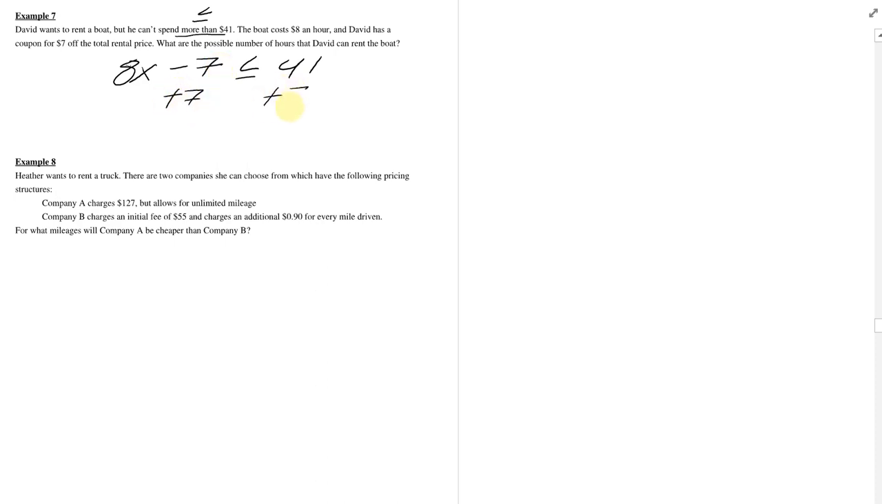So I can go ahead and add 7 to each side. And so then I've got 8x is less than or equal to 48, divide each side by 8, and you get that x is less than or equal to 6 hours. So he cannot exceed 6 hours. That is, 6 hours or less.